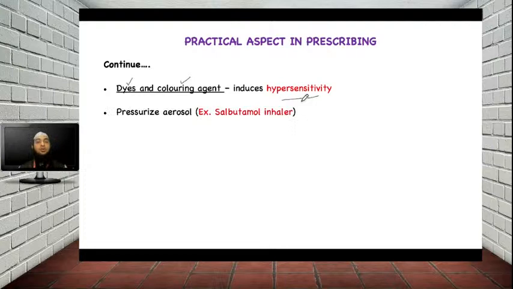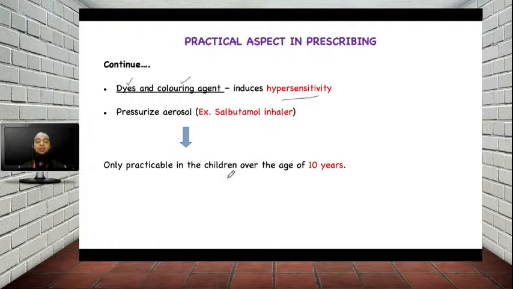Likewise, pressurized aerosol like salbutamol inhaler, if the child is suffering from bronchial asthma, then giving pressurized aerosol is not practicable in case of a very small child. It is only practicable in case of children over the age of 10 years. Why? Because you are giving instruction to the child, like inhale. After giving the salbutamol aerosol, you ask the child to inhale, right? But if his comprehension and understanding is not good, how will that child inhale the salbutamol inhaler, isn't it? So it is only practicable giving the pressurized aerosol of salbutamol in children over the age of 10 years. So these are other practical aspects.